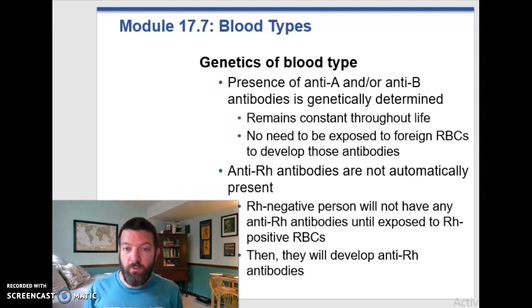So if you are Rh negative, you can have the anti-Rh antibodies, but you don't necessarily. It depends on if you've been exposed to the Rh antigen in the past. So maybe you've had some blood mixing at some point, and then you'll start making those anti-Rh antibodies. That will matter for something we're going to talk about in a moment, which is hemolytic disease of the newborn.